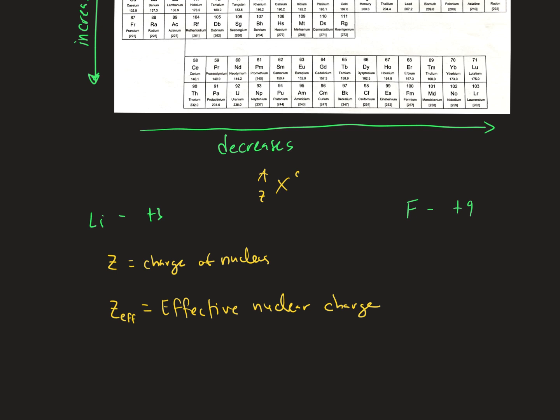And why would that be different? On that first energy level, are those inner electrons doing anything? They're repelling the other electrons. You with me? So to find the effective nuclear charge, this is equal to the number of protons an atom has minus the number of shielding electrons.